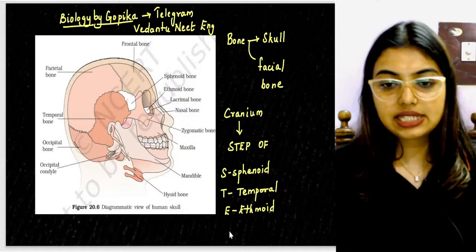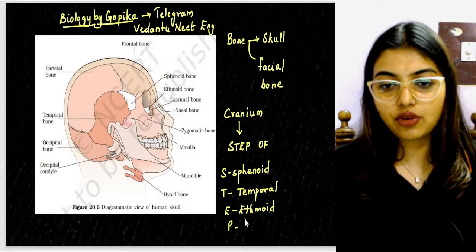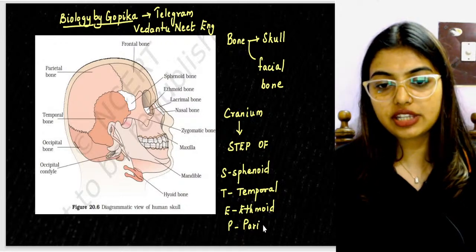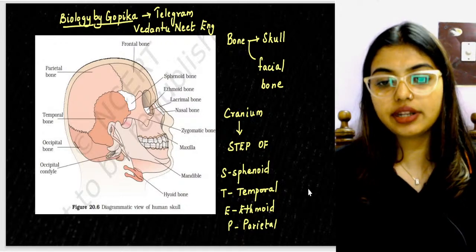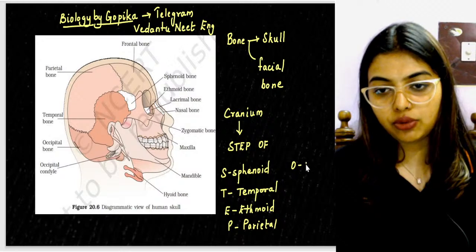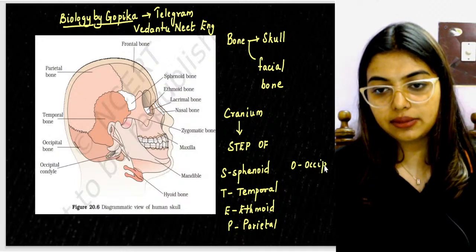Now E stands for ethmoid, P stands for parietal. O stands for occipital, and F stands for frontal.